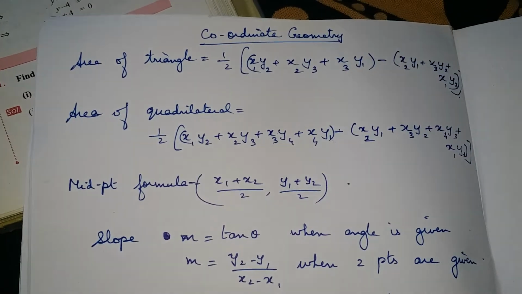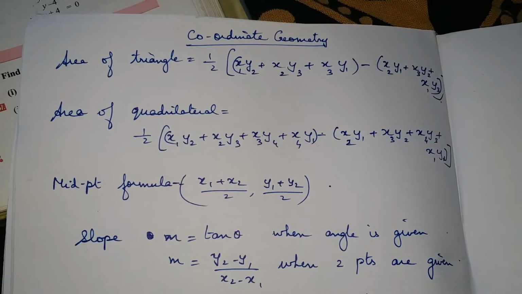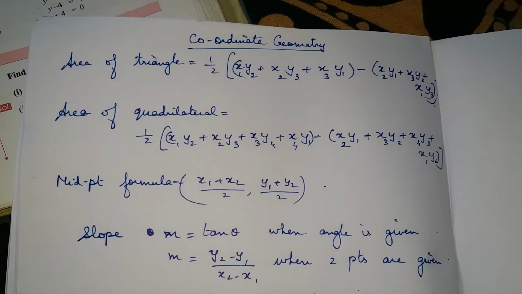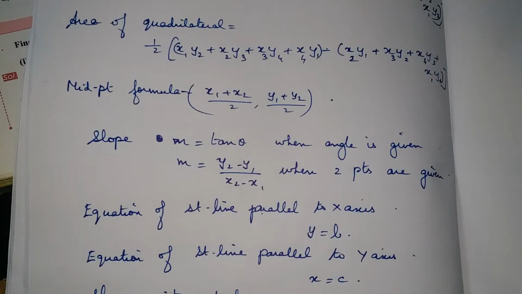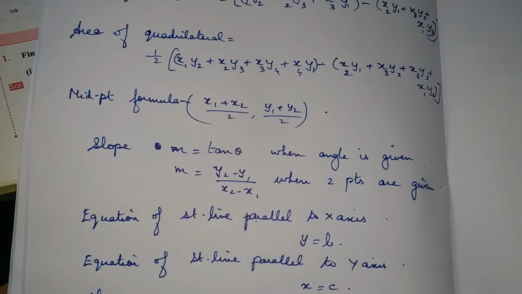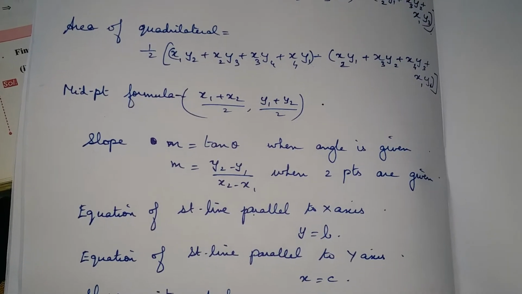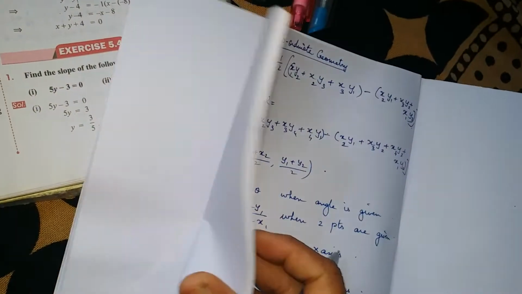Samacheer Max, coordinate geometry, area of triangle. In 5.1 and 5.2 we have seen the area of a triangle, area of a quadrilateral formula, midpoint formula, and slope formula. Slope, when the angle is given, is m is equal to tan theta; when 2 points are given, m is equal to y2 minus y1 by x2 minus x1.